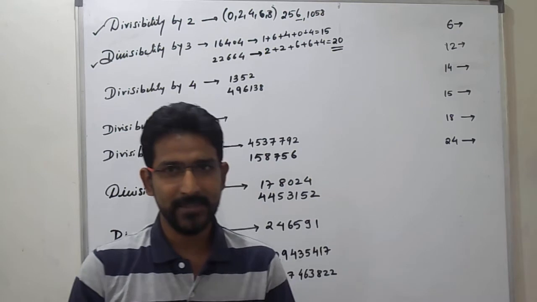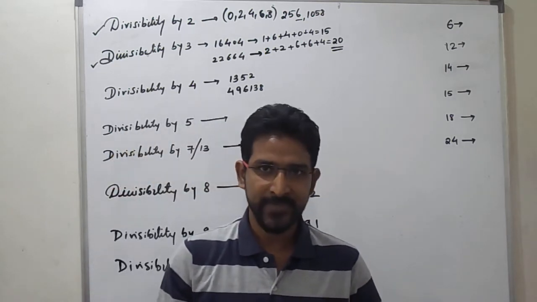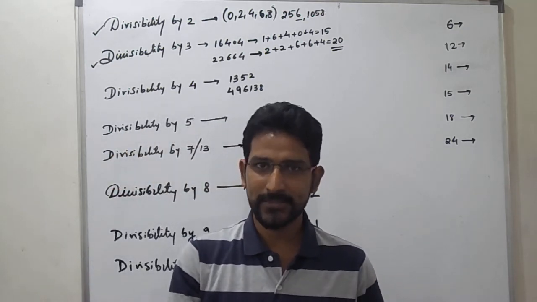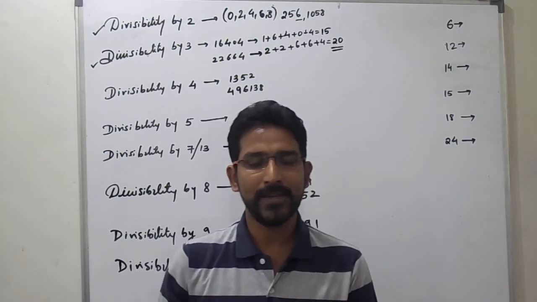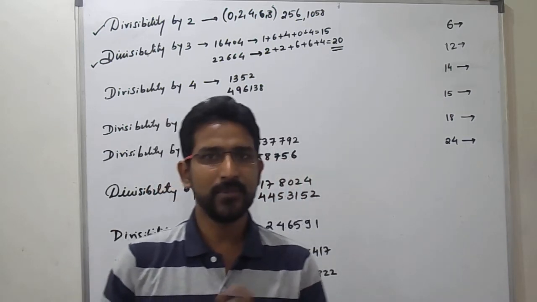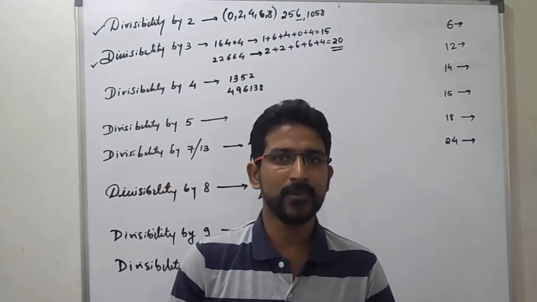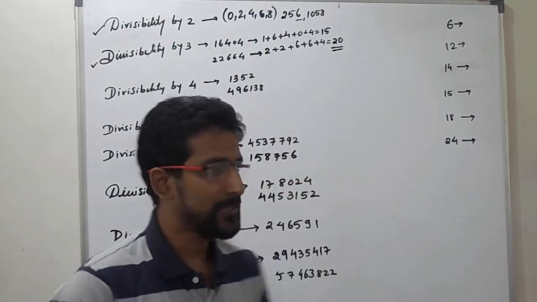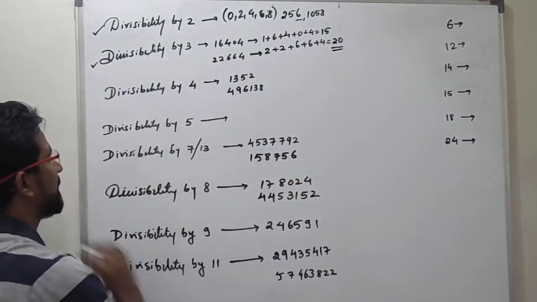So to check whether a number is divisible by 3, you just have to add all the digits, and the sum that you are getting, if that sum is divisible by 3, then the given number will be divisible by 3. So that is the divisibility test for 3.